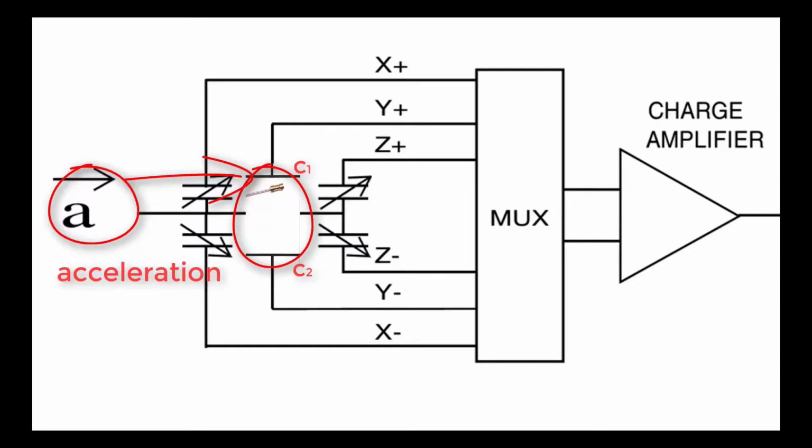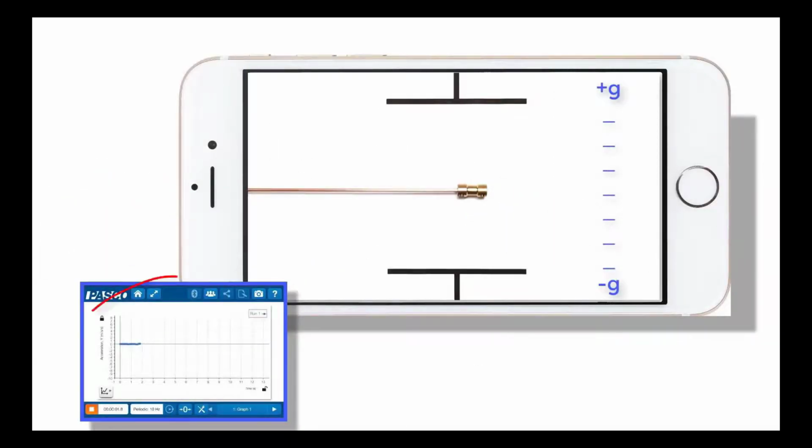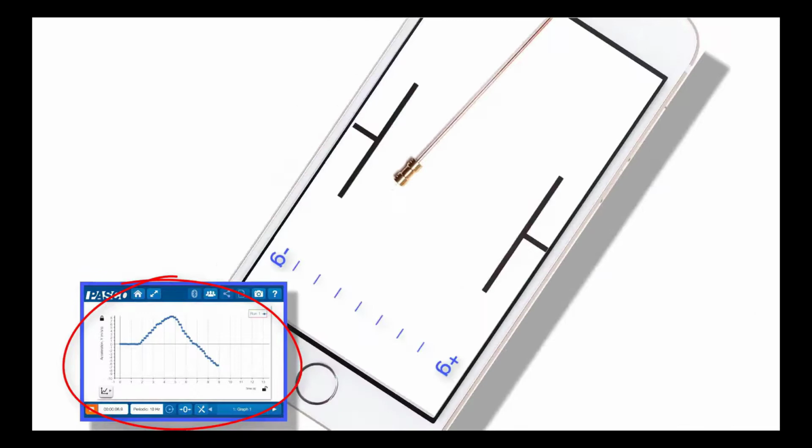The change in capacitance is processed by the multiplexer. The output is a charge that is an analogue of tilt. This is shown here on the accelerometer app. Whatever way the iPhone is turned, the mass on the piece of spring wire falls in the downwards direction.